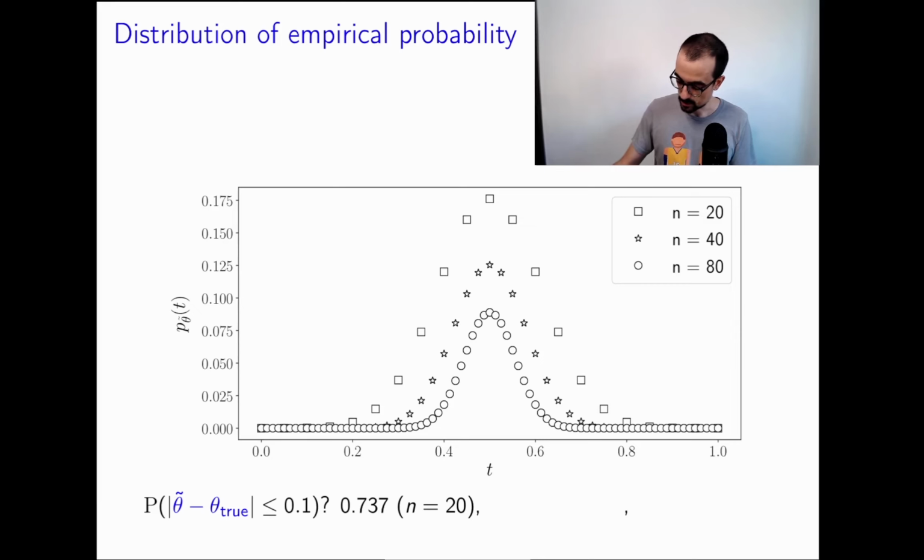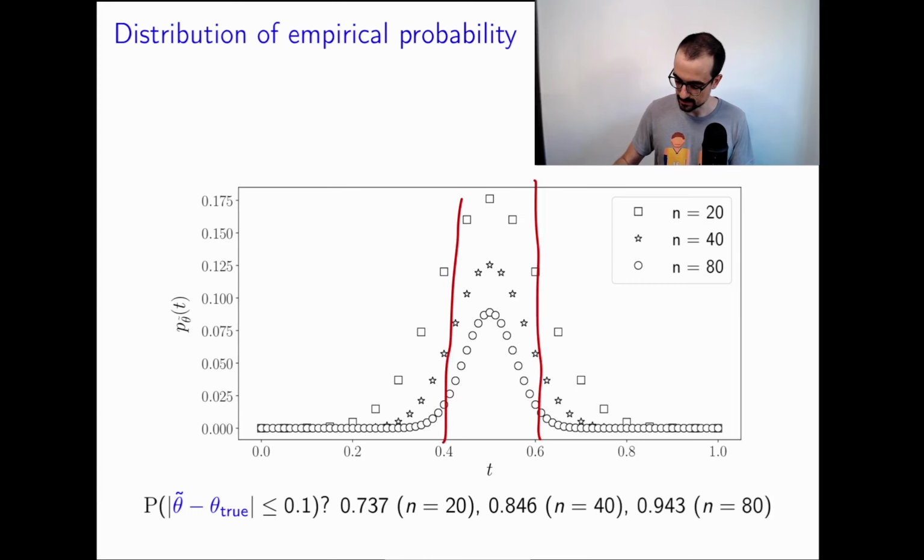If I look at n equals 40, now I'm adding these stars here. Okay, there it's higher, as follows our intuition, right? It's almost 85%. So only 15% of the time I'm going to make an error of more than 0.1 in this case, if I flip 40 coins. If I flip 80 coins, so again, here and here, you can actually see that most of the probability is within that interval. The probability is 94%. So there's a pretty high probability that your error is going to be below 0.1.